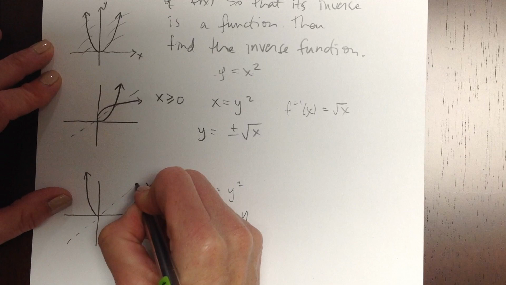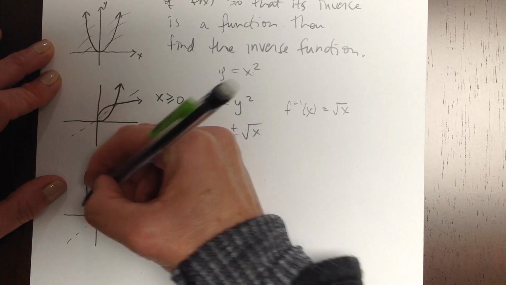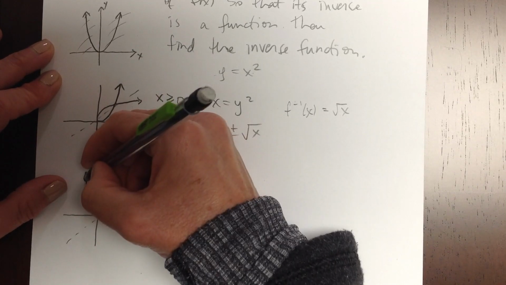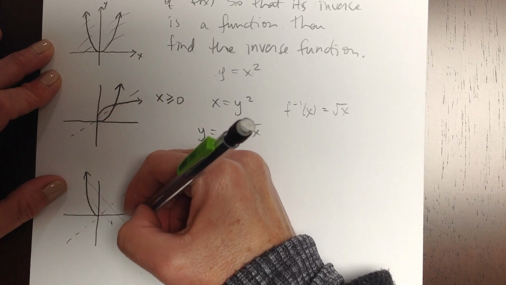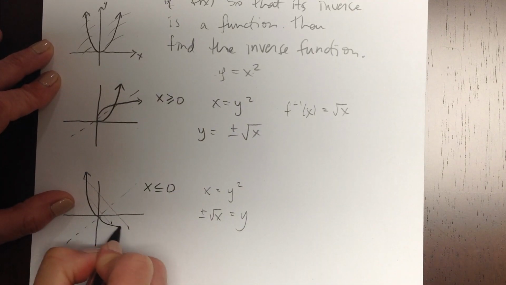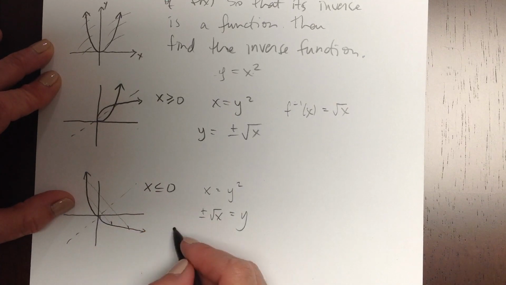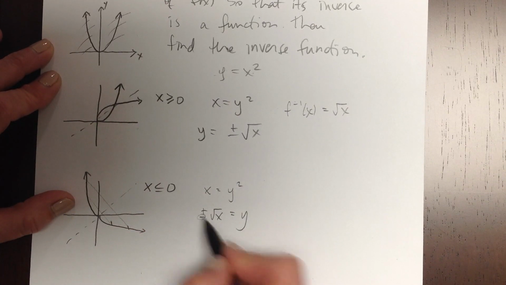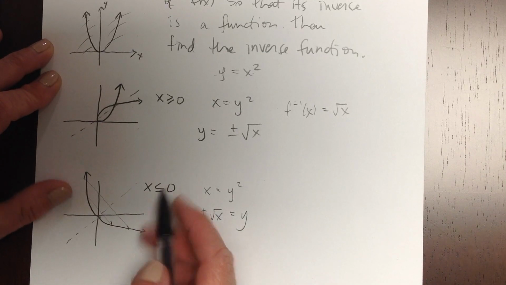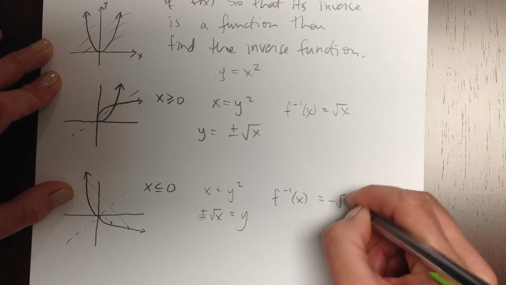If we do the reflection of this graph right here across the line y equals x, let's get some of those points. This point right here is going to look like that, roughly. We see that this is the graph of y equals negative root x. So if this is our domain restriction, then our inverse is now negative root x.